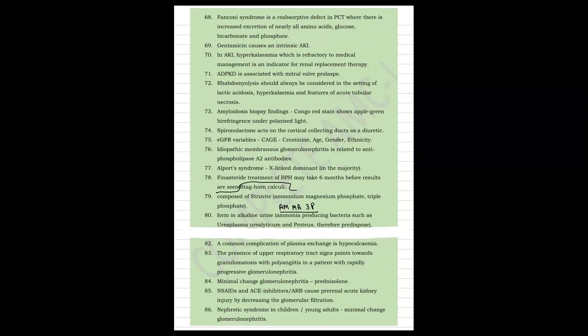Anti-phospholipase A2 receptor antibodies we discussed in membranous glomerulonephritis. Alport syndrome, we gave you a good mnemonic for that. Okay, for BPH, we gave finasteride, but the effect can be seen even after 6 months sometimes. Okay. And staghorn calculi, we discussed it's due to infection.